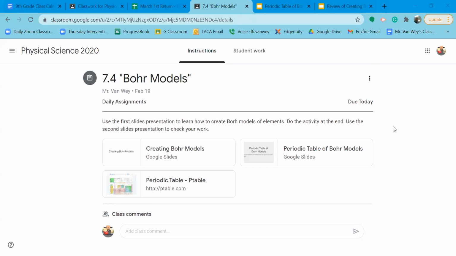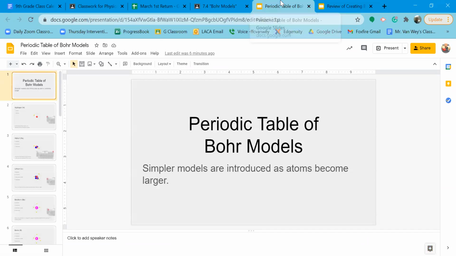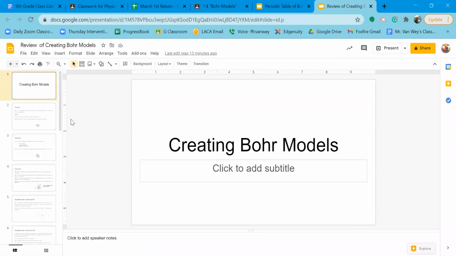Okay, guys, Unit 7, Section 4, Bohr models. So we click Creating Bohr models, and this is what comes up. It goes through a set of instructions for creating Bohr models of each of the kinds of atoms. Let me make sure this is reset, okay? And so, yeah, let's just jump into it.